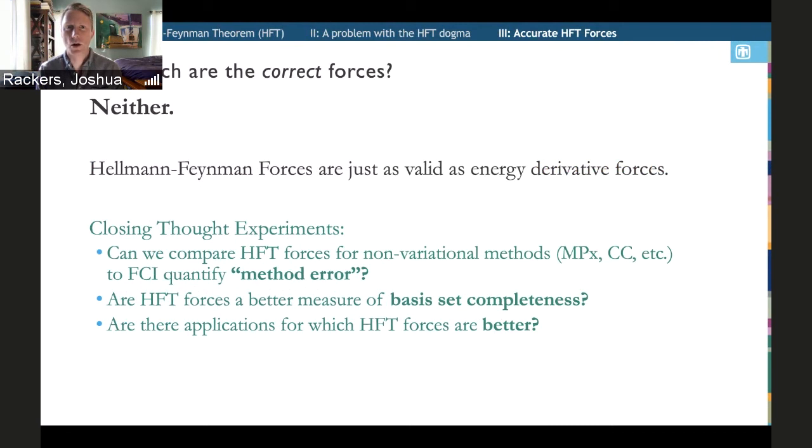Hellmann-Feynman theorem forces are just as valid as energy derivative forces. There's no reason that one should prefer one over the other. In the end, if you had a perfect method, they should be equal to each other. And so that leads me to a couple of thought experiments. The first is, can we use Hellmann-Feynman forces as a measure for the error, or the amount that a method is not variational? In other words, how far is, for instance, coupled cluster from a full CI answer? Second, are Hellmann-Feynman theorem basis sets a better measure of basis set completeness than typical energy convergence criteria? And are there applications for which actually using Hellmann-Feynman forces might be better?